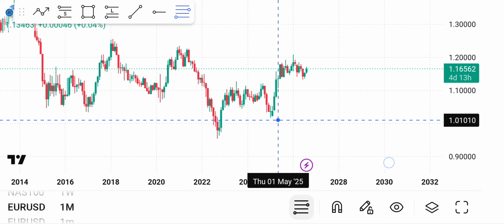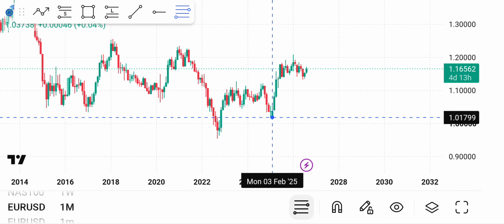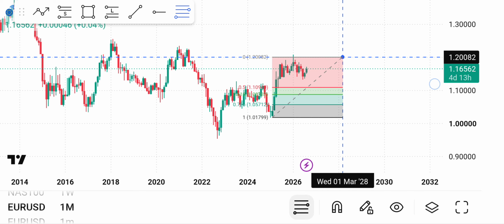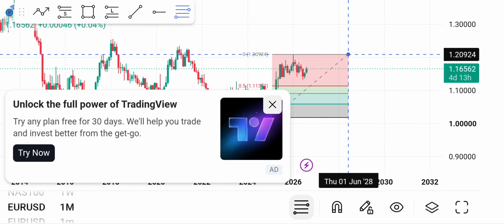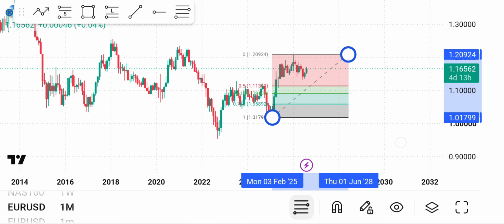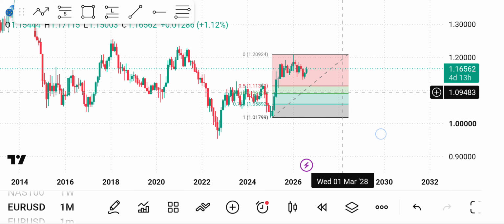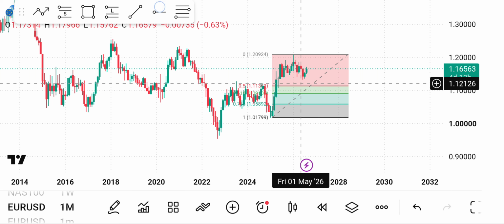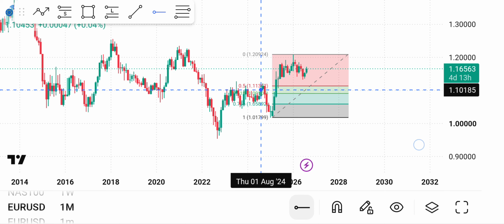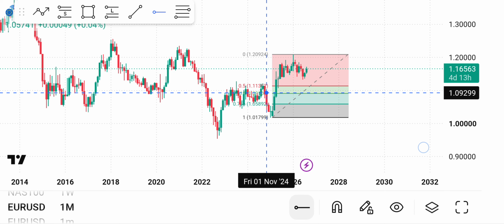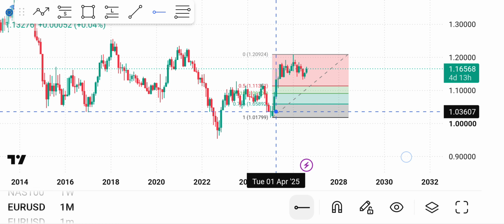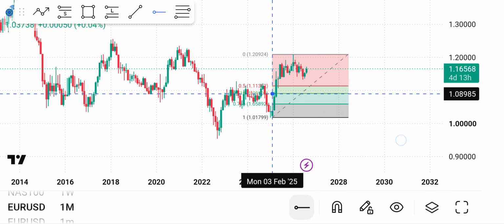Monthly broke structure up, so price needs to retrace back to the monthly order block area. So let's use our Fibonacci. This is the area where I will mark the 50% level, because price needs to retrace back to the 50% level or below it. But let's just use 50% level.